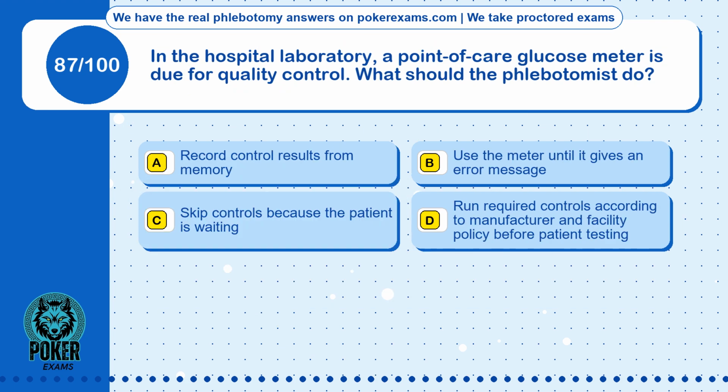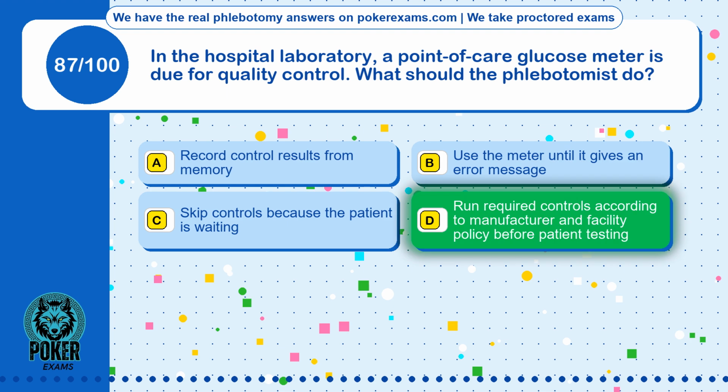Question 87. In the hospital laboratory, a point-of-care glucose meter is due for quality control. What should the phlebotomist do? Option A. Record control results from memory. Option B. Use the meter until it gives an error message. Option C. Skip controls because the patient is waiting. Option D. Run required controls according to manufacturer and facility policy before patient testing.